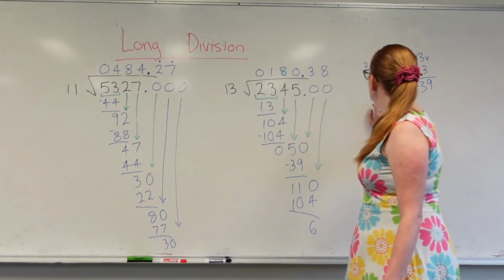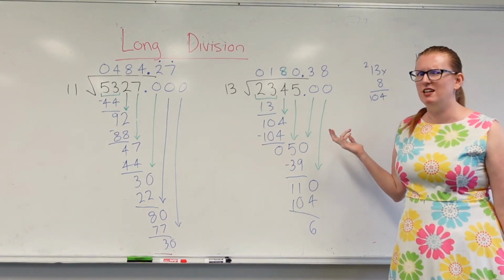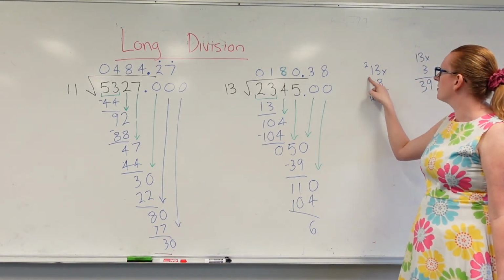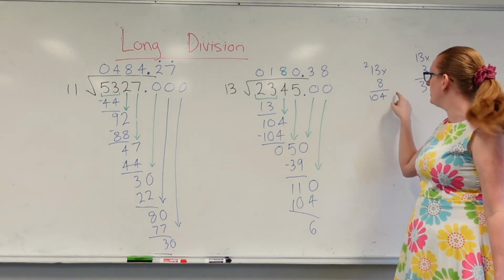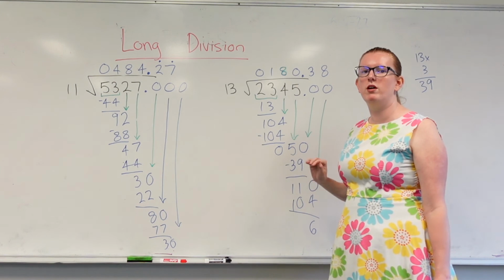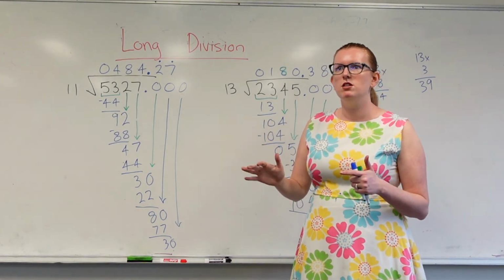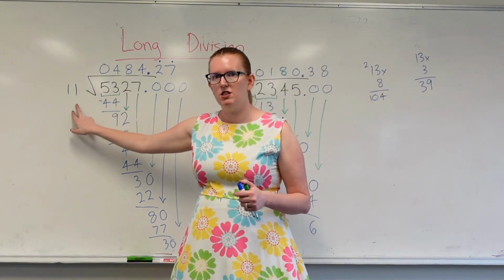Sometimes you may have to do what I did up here if you don't know that particular lot of times tables. Like I didn't know my 13 times tables. I did the 13 times 8 over here, and then I was able to use that here. So long division does take quite a bit of work, but I think it's a much easier method to use if you're dividing by 2-digit numbers.